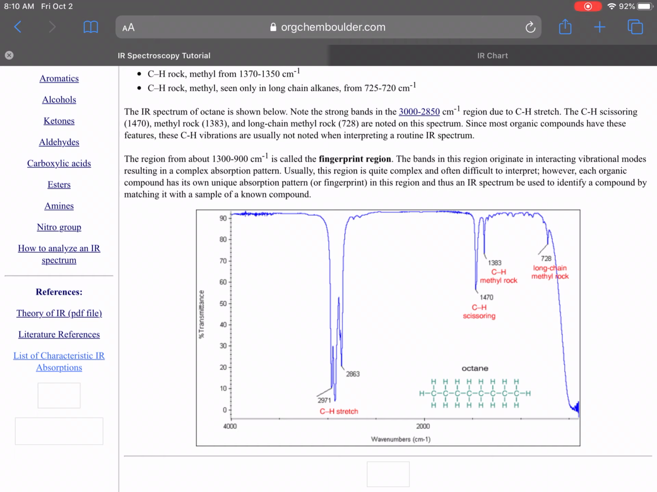Or if you go over to the other side, let's just go into the fingerprint region. You look at that peak at 1383 that says CH methyl rock under it. This peak showed some absorbance, but not very much, right? It didn't absorb very strongly. This would be a weak peak, right? I would say the one at 1470 next to it, CH scissoring, this would be more of an example of a moderate peak.